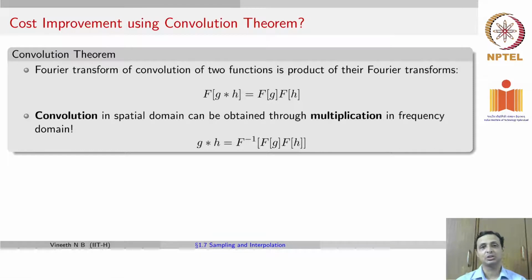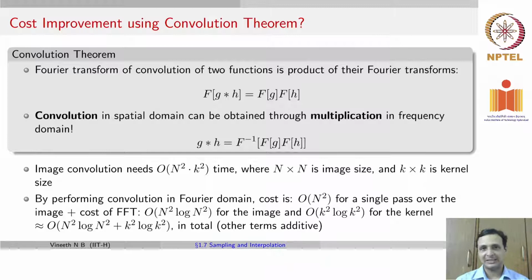that is using the convolution theorem, what cost improvement do you really get? The convolution theorem allows us to define convolution in the spatial domain as a multiplication in the frequency domain and then taking an inverse Fourier transform. So you take the individual Fourier transforms of your G and H, which can be your image and your filter or kernel, and then you multiply them and then you do the inverse Fourier transform.